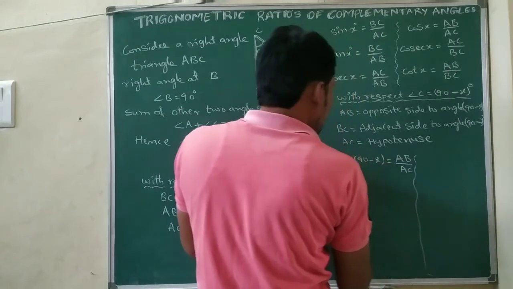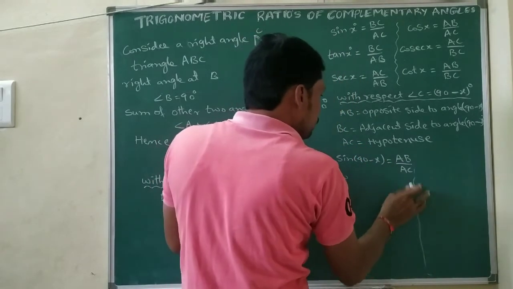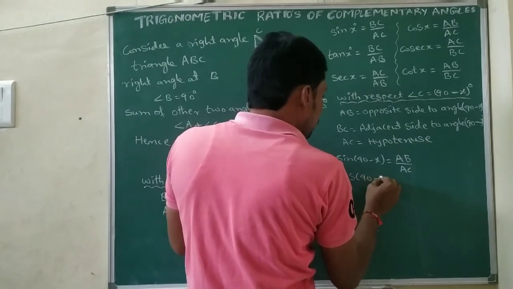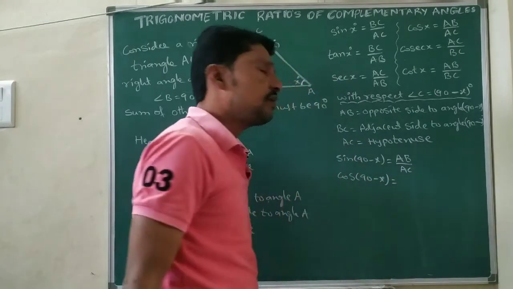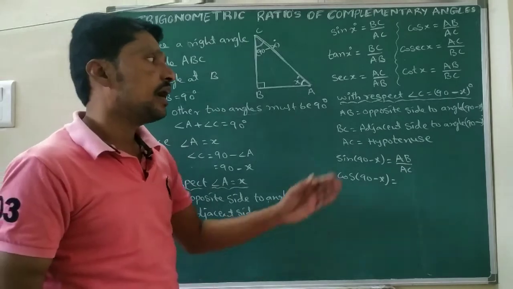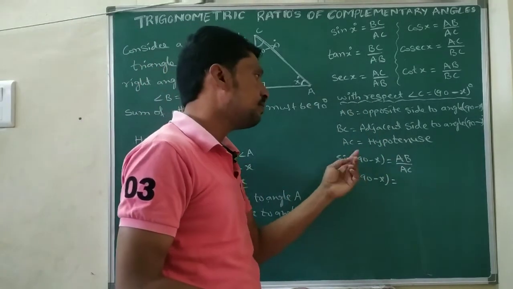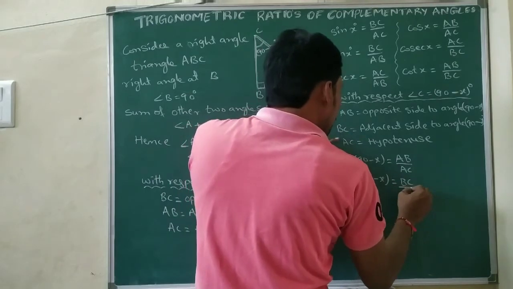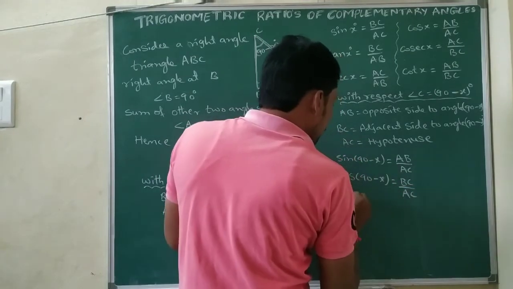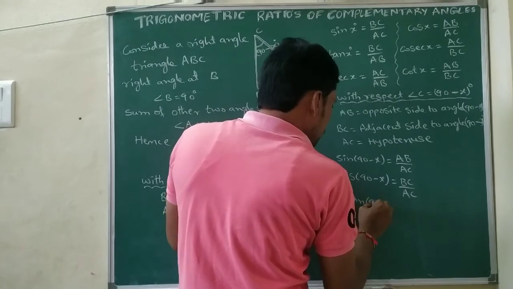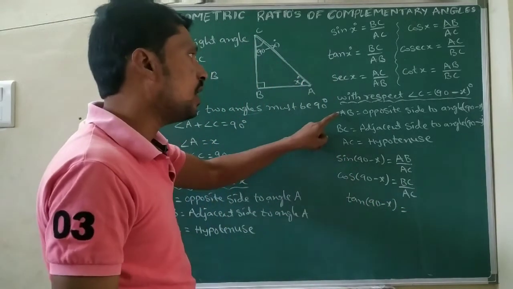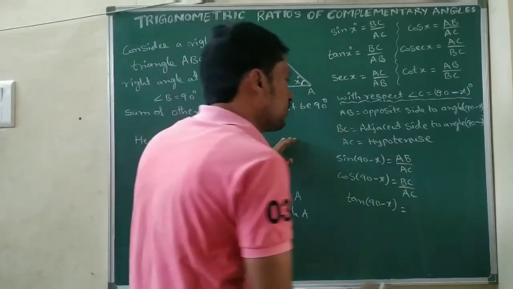Next I am taking cos of 90 minus x. What is cos? Adjacent side to angle 90 minus x by hypotenuse. So adjacent is BC by AC. Next, tan of 90 minus x. Tan means opposite by adjacent. Opposite is AB, adjacent is BC.